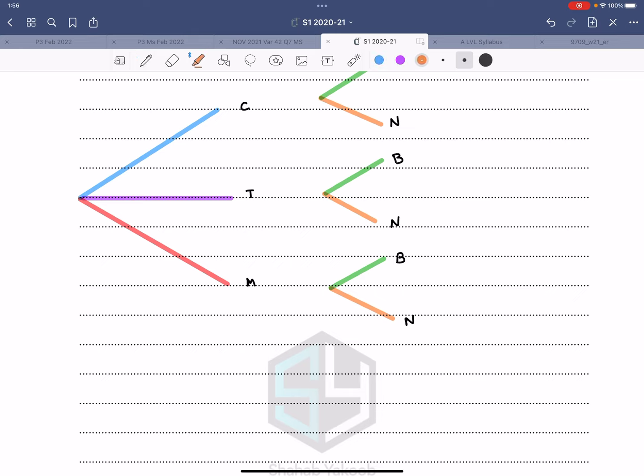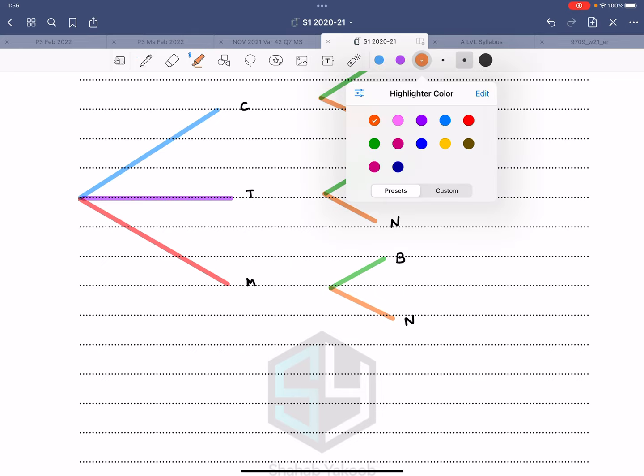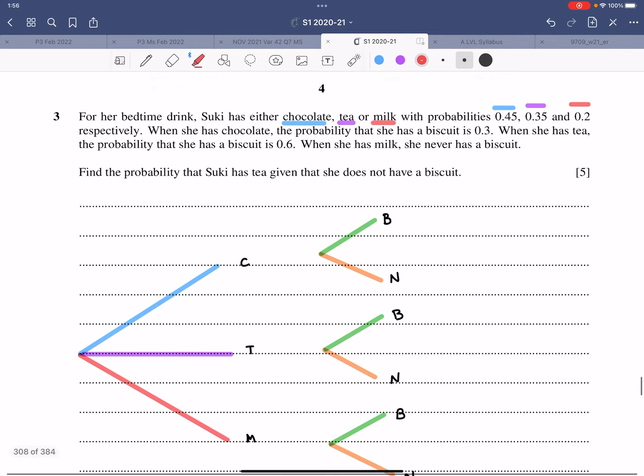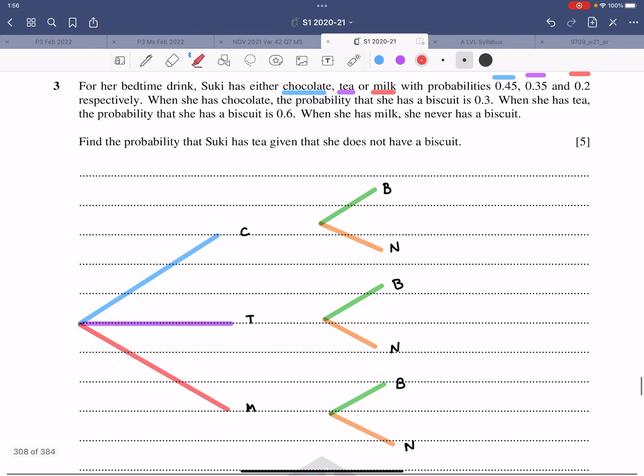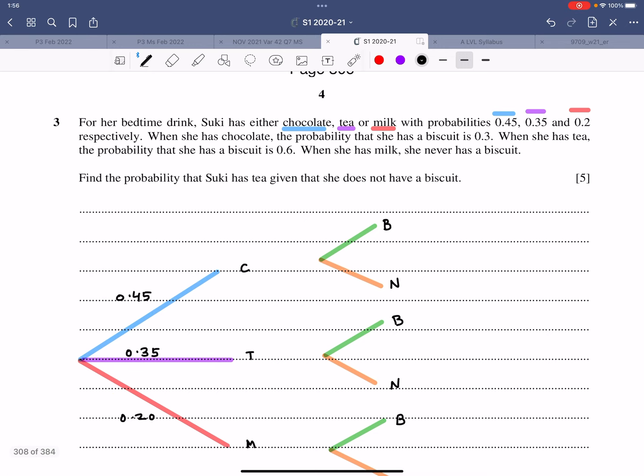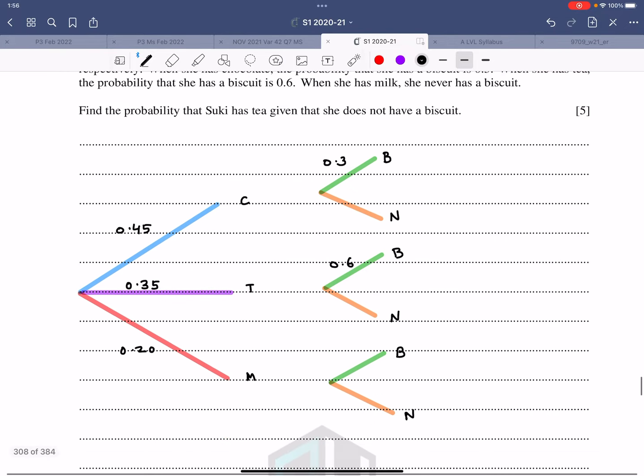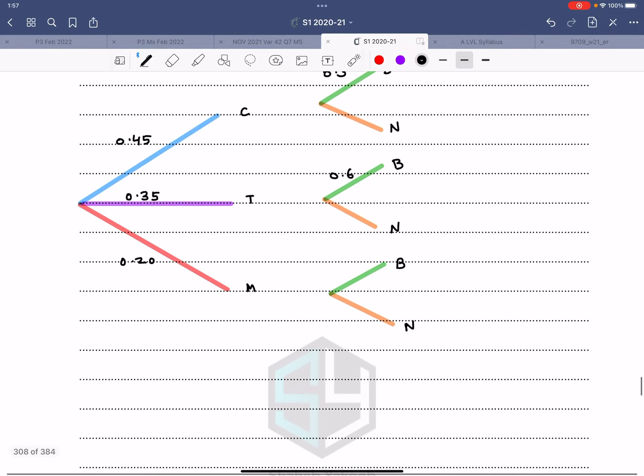Let me change the color back to this reddish orange. The probabilities are 0.45, 0.35, 0.2, so 45%, 35% and 20%. Corresponding probabilities: when she has chocolate, the probability of biscuit is 0.3. When she has tea, the probability that she has a biscuit is 0.6. And Suki is strange. When she has milk, she never has a biscuit, so that is 0.0. So the no-biscuit probabilities are 0.7, 0.40, and 1.0.